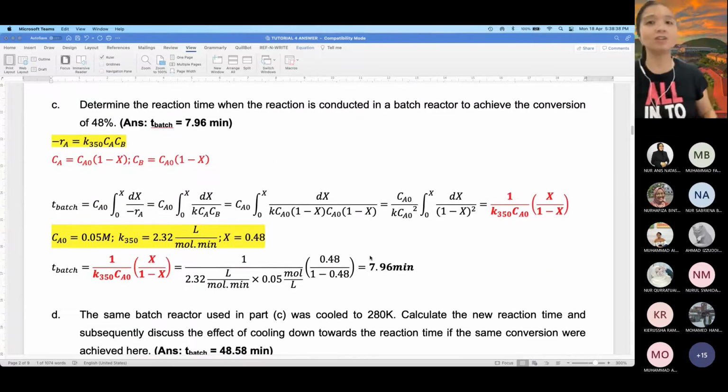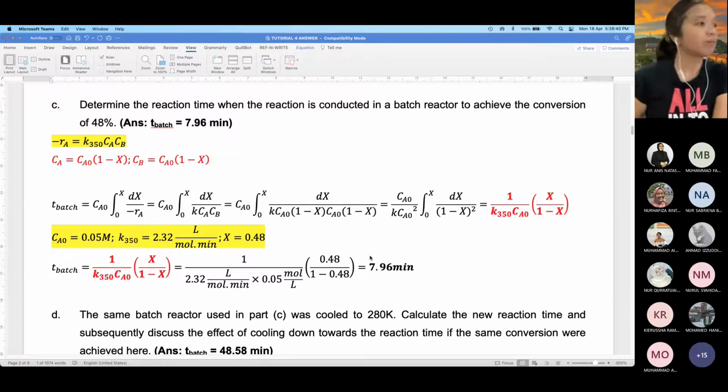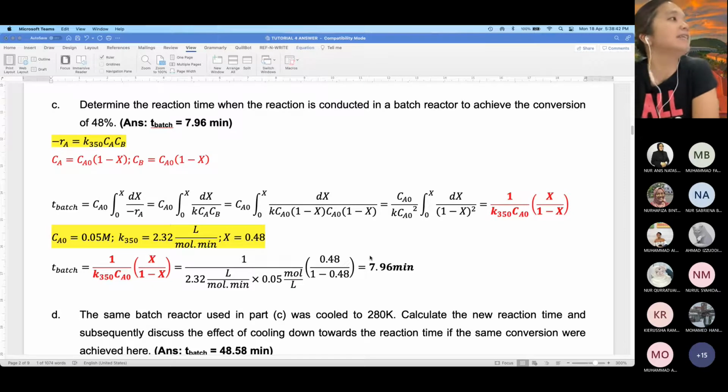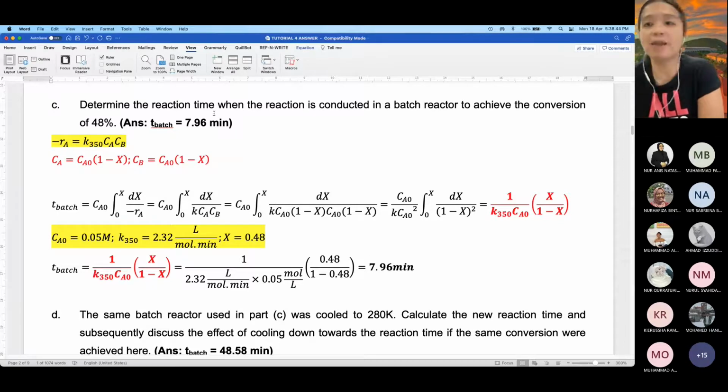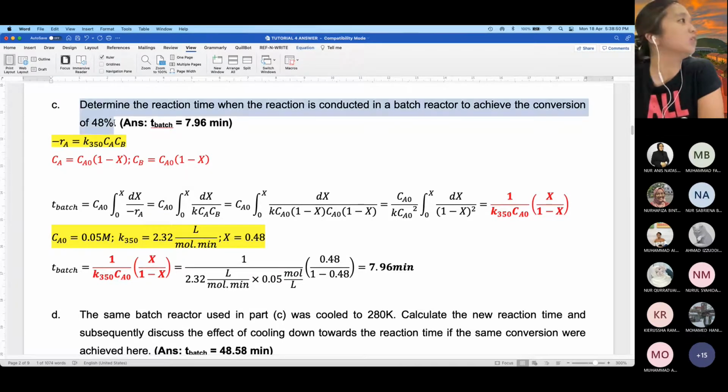Right. So soalan satu ni panjang soalan ni panjang. Okay. C. Determine the reaction time when the reaction is conducted in a batch reactor to achieve the conversion of 48%. So sekarang dah berubah pula. Sekarang dia kata batch reactor pula.